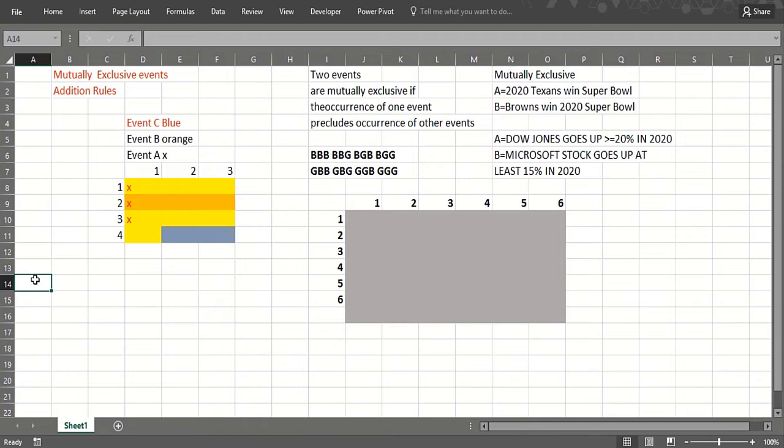So now we want to talk about how you find the probability of A or B. That means A happens, B happens, or both. Now the rule is you take the probability of the first event plus the probability of the second event minus the probability they both happen, to avoid double counting.